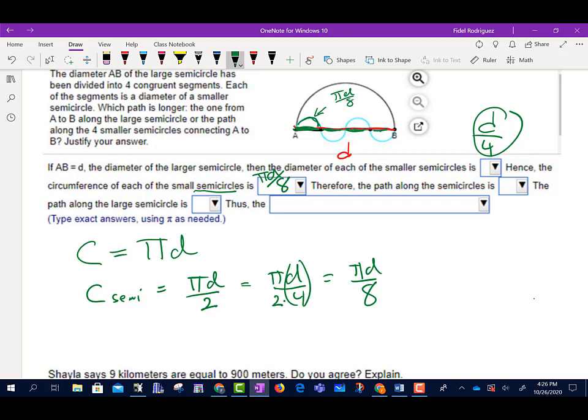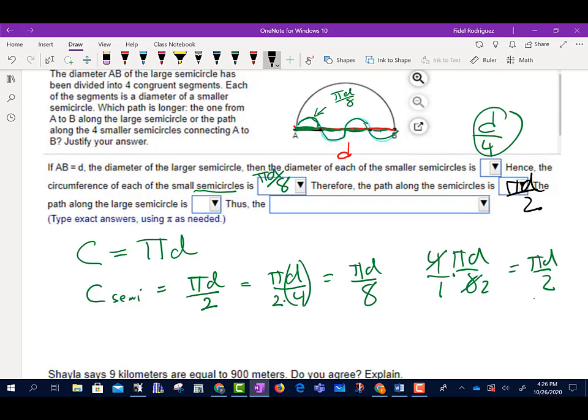Now, how many of those little ones do we have? 1, 2, 3, 4. So for the next part, if we were going to find the path of those, we would have to take pi times d over 8. We'd have to multiply this number by 4. Think about it as 4 over 1. So this 4 is going to reduce with that 8. That's going to give me pi d over 2. This part right here is going to be pi times d over 2.